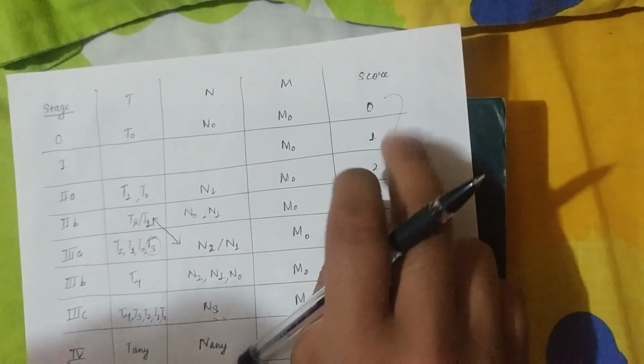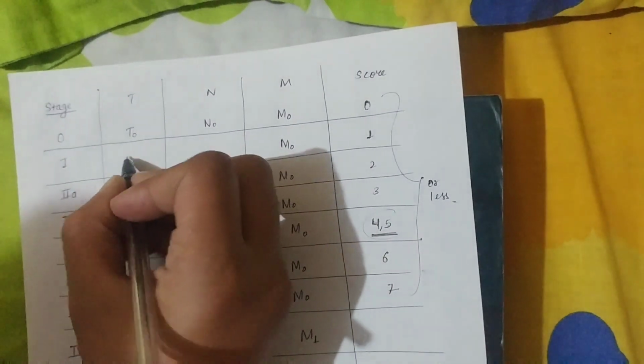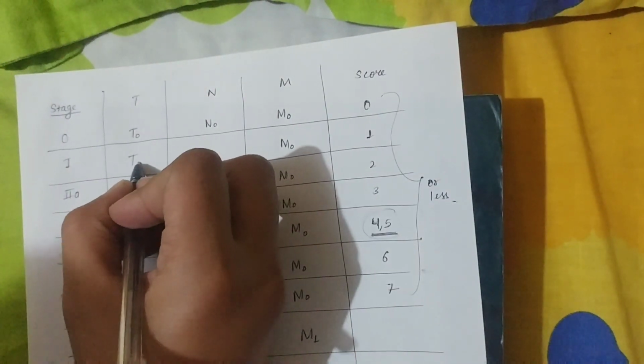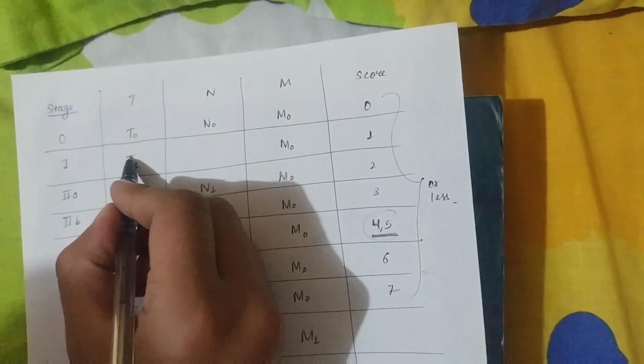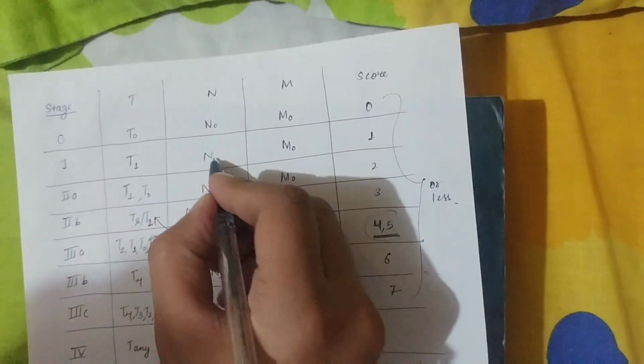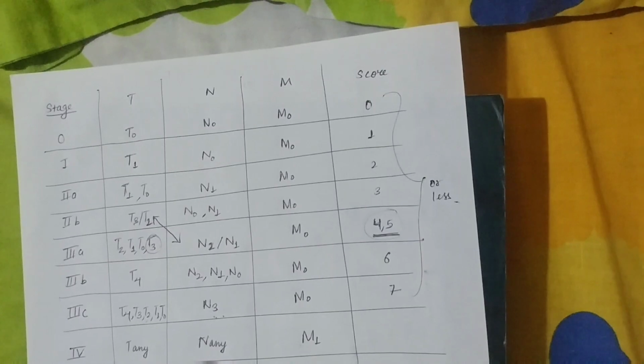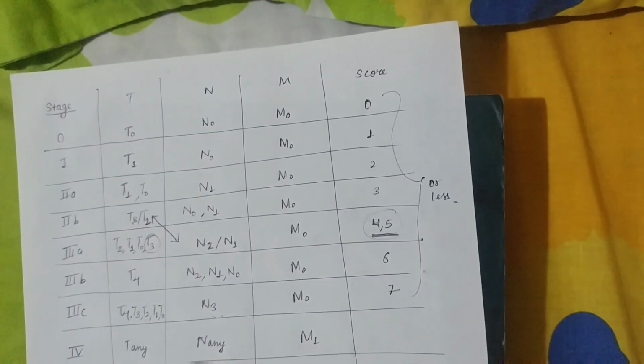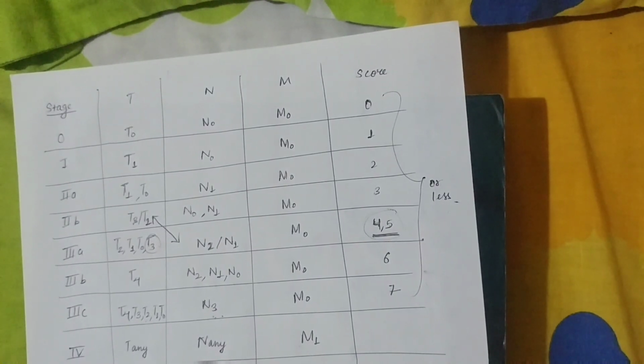And finally, in case of stage 1, it is obvious that the tumor size will be conspicuous at first, where there is no lymph node metastasis. So this is a very easy way to memorize the TNM staging of the breast carcinoma.